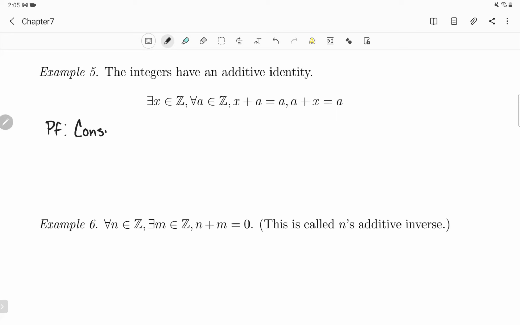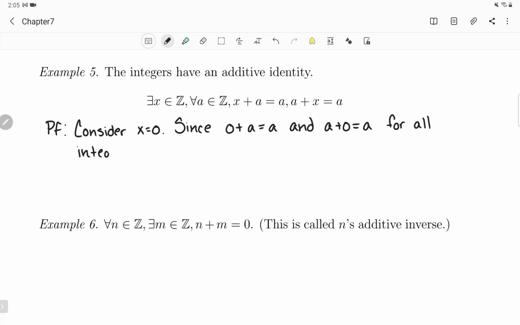So we're ready for our proof. Say, consider x equals 0. Since 0 plus a equals a, and a plus 0 equals a for all integers a, this x satisfies the desired property.